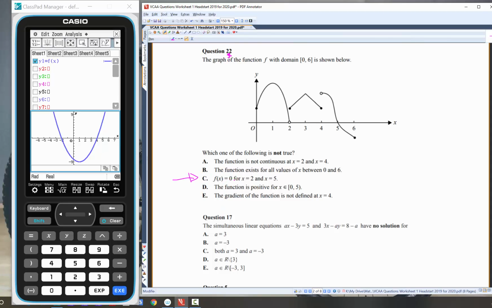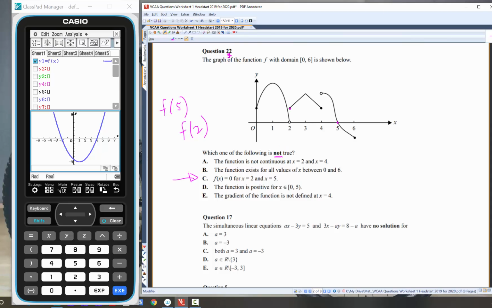So f of x equals 0. So the value of f of x, or the value of y, is 0 when x is equal to 2 and x is equal to 5. So let's just imagine what f of 5 is equal to. So f of 5, yep, definitely looks like y, or f of x, is equal to 0 there. All right, f of 2. Let's do that one. So f of 2, when I put 2 into this, now notice that 2 is hollowed out here, so it gives us this value here. Okay, so f of x equals 0.